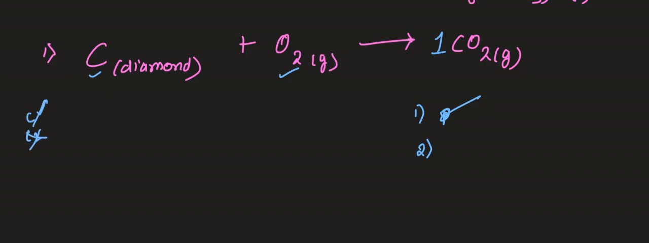Obviously C. Okay, so that means the second condition is also satisfied. What is the third condition? All reactants and products must be in stable form.